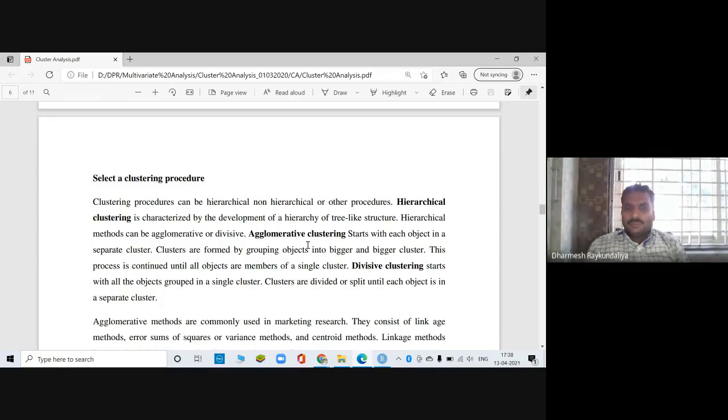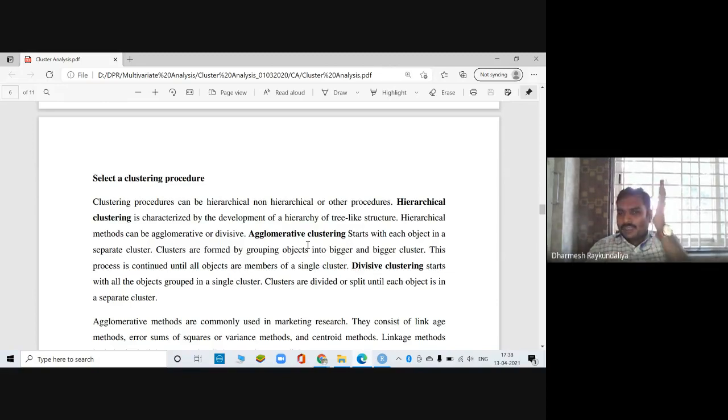Hierarchical methods can be of two types, agglomerative or divisive. Agglomerative clustering starts with each object in a separate cluster. So in agglomerative, what is an object? An object in our case is a row. We have a data matrix, where rows are cases and columns are variables. So whatever the rows are, we call them objects, and we start with each object.